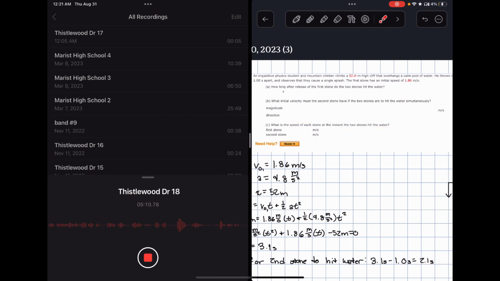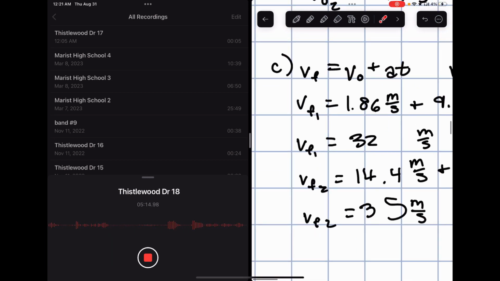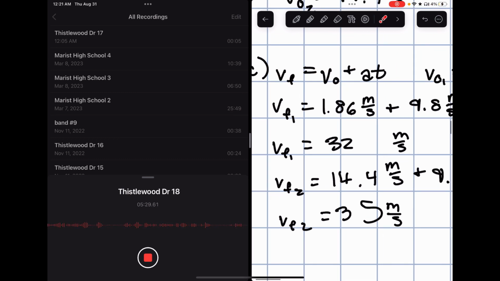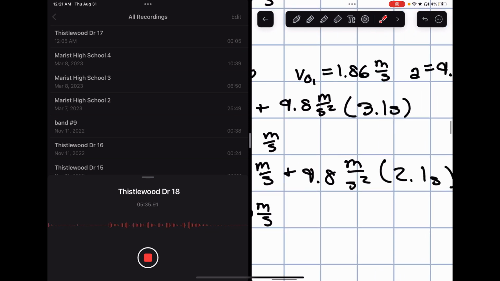And then my last question here is, what is the speed of each stone at the instant it sinks to the water? So I need to find my final velocity. I looked back at my kinematic equations, and I determined that this one here would be the best, and it has everything that I need. So final velocity equals initial velocity plus acceleration times time.